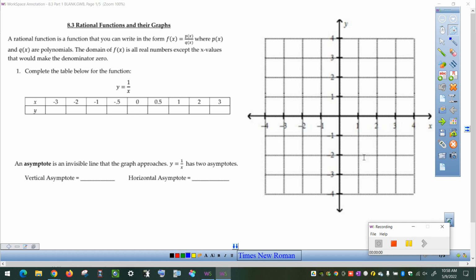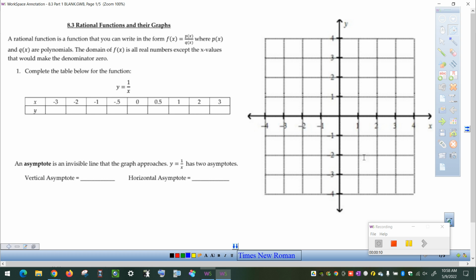By defining what a rational function is. You can see written here at the top of the page, this is something that we could write in the form f of x equals p of x divided by q of x. And in this fraction, both p of x and q of x represent polynomials. What's special about these rational functions is that there could be an x down here in the denominator.